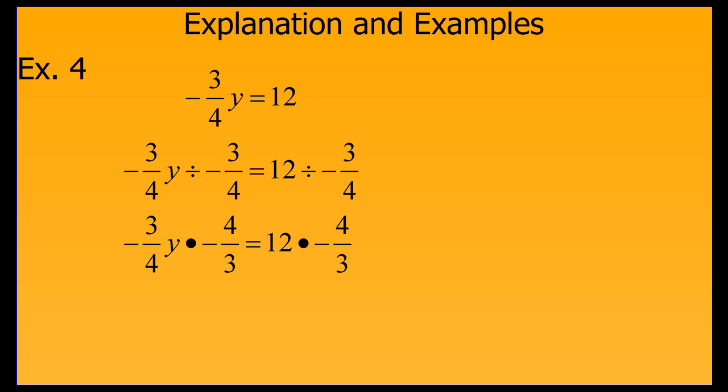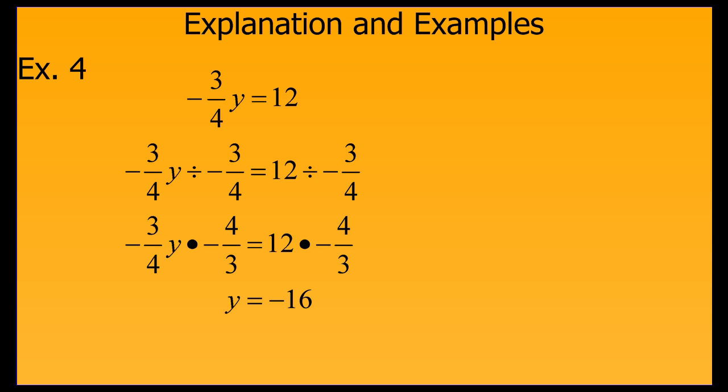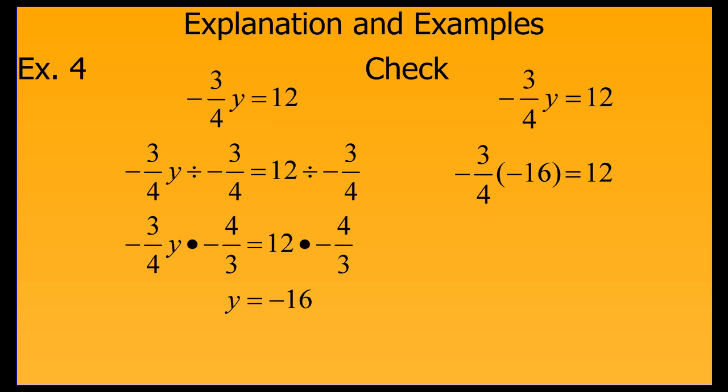Now that we've seen this once, in future cases we can skip the step where we divide by the fraction and simply go straight to multiplying by the reciprocal. When we simplify, we get y equals -16. Now we check it by rewriting the equation, substituting in -16 for y, and simplifying.